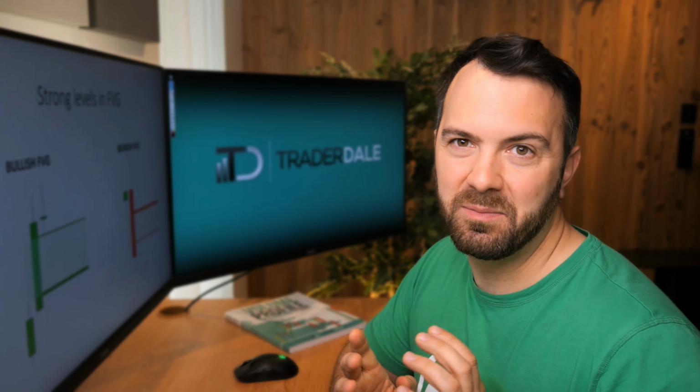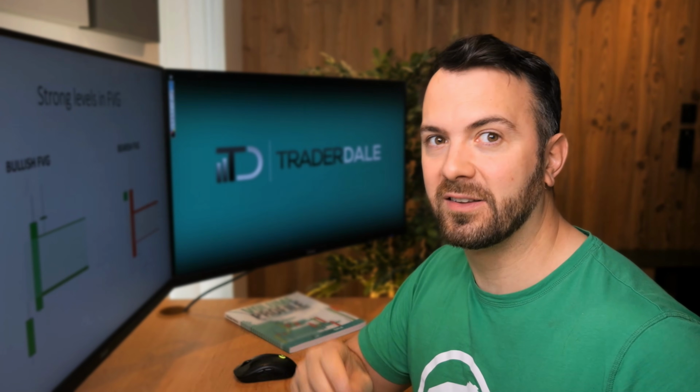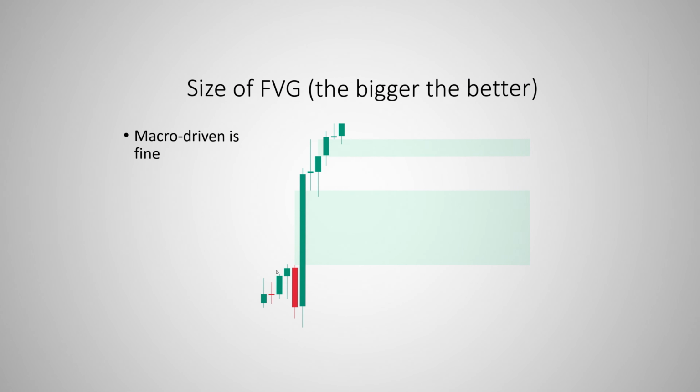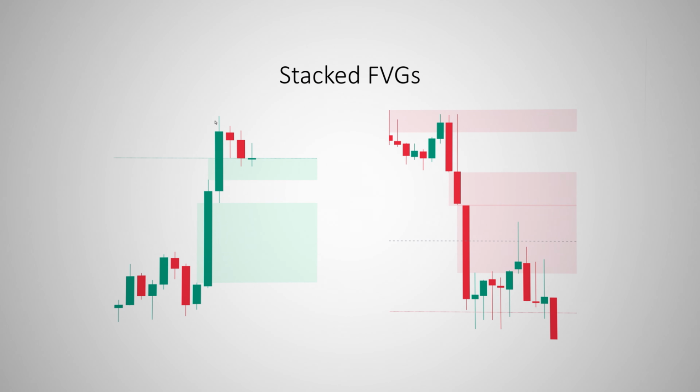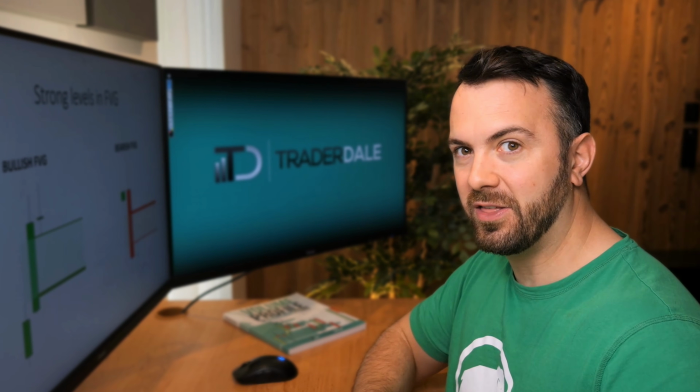Now, if you look at any chart, you'll see many fair value gaps. Some of them are strong, they are good to trade from, and some are not. And this is where many people fail because they just trade all fair value gaps blindly. So what makes a good fair value gap? Three things. Size of the fair value gap, if the fair value gaps are stacked, and confluences. Now let me talk more in detail about those three things, okay?